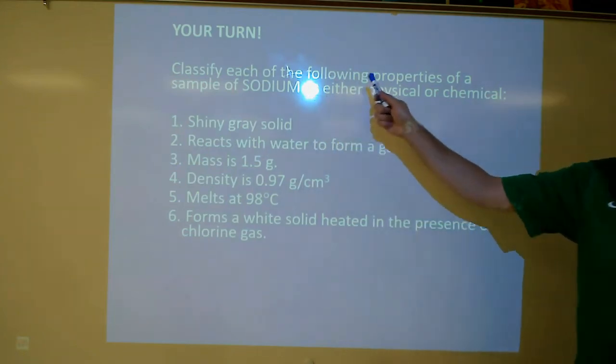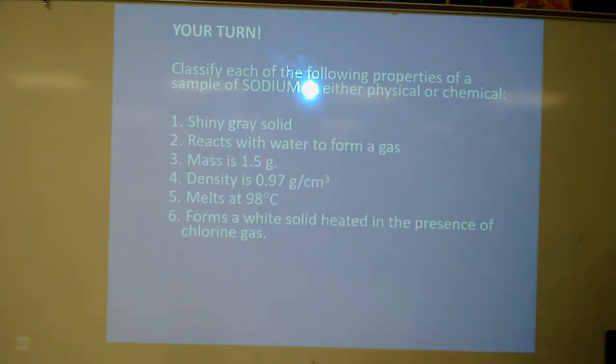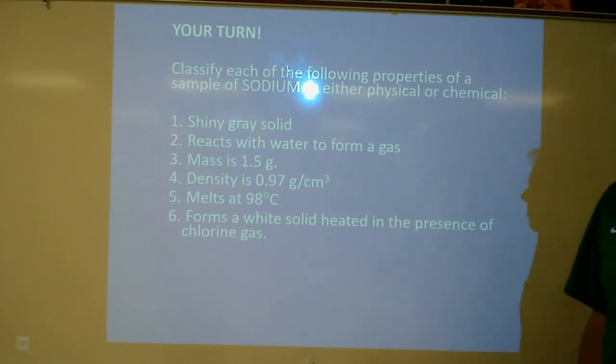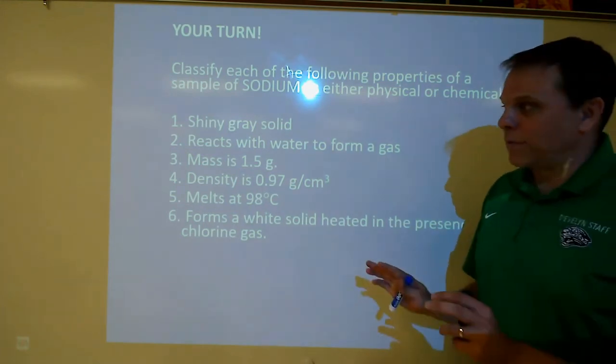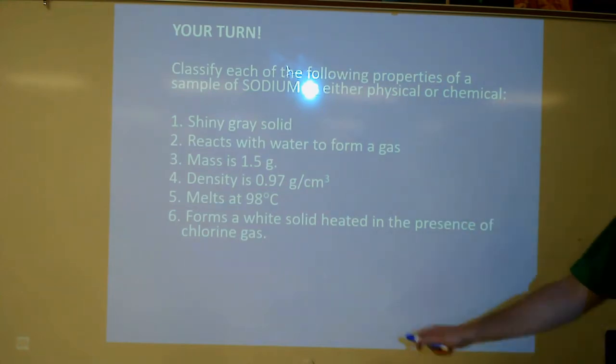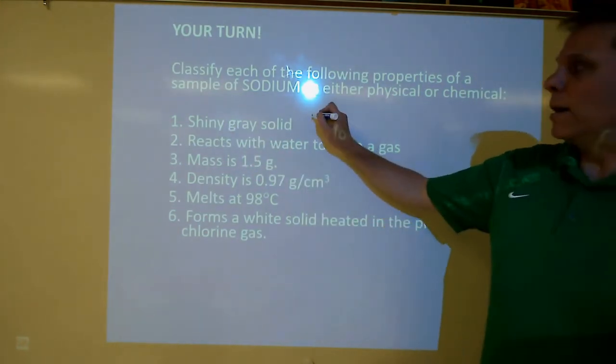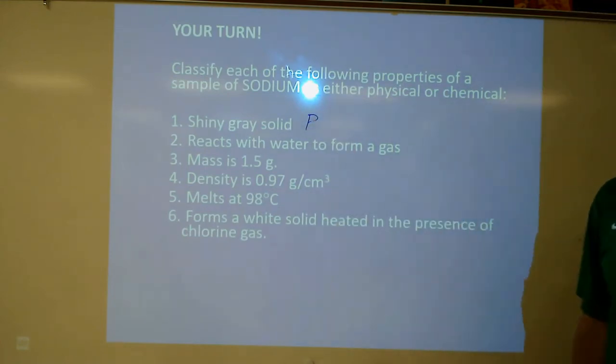All right. So we're looking at sodium. Sodium is a piece of metal, and it is a soft, malleable piece of metal and reacts very violently with water. So let's talk about some of its properties. Let's talk about physical or chemical. If it's shiny gray, physical or chemical? Well, this is a physical property because why? What is a physical property again?